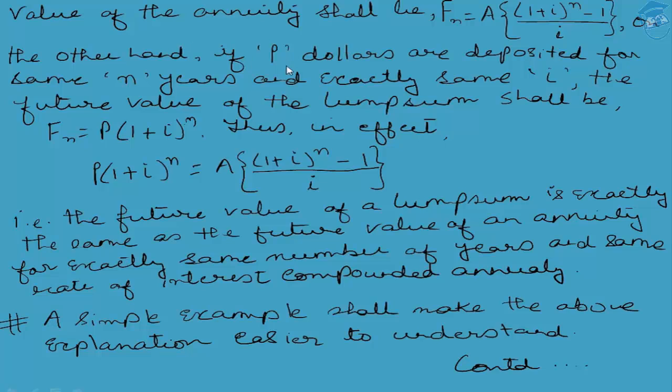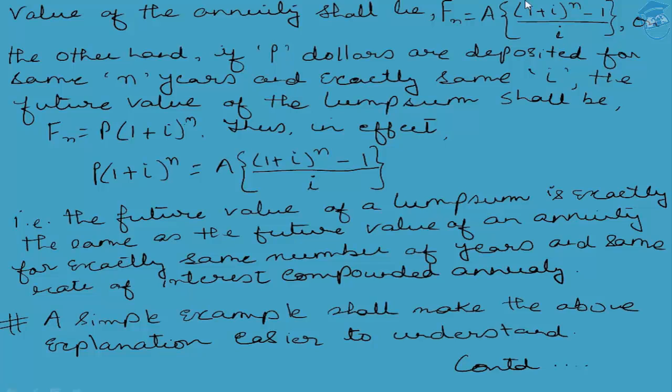On the other hand, if P dollars are deposited for the same n years, now the question arises, where exactly did we get this P dollars from? Let's try to find the answer. What is the meaning of the words same n years? Same n years refers to this n number of years for which the annuity has been given effect to.